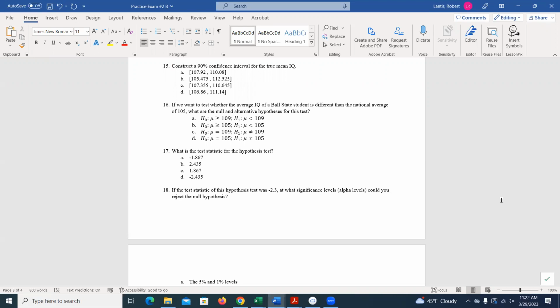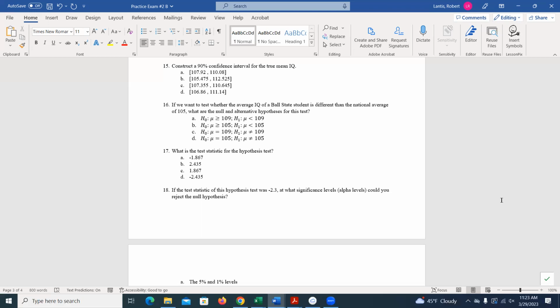Well, it's always best to just identify the alternative, because that's what you're trying to test for, or find. I want to know, is the IQ of these Ball State students, the sample I took, different than the national average? Anytime I see this term "different than," I said this in one of the recordings I posted the week we missed, it should always tell you you have what type of tail test? Two-tail, right? Am I different than this value? Another way of saying that is the mean is not equal to this national average of 105.